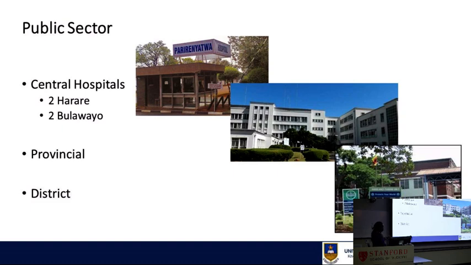These are just pictures of the two hospitals, Parirenyatwa Hospital at the top, and that's our maternity hospital, which is at Parirenyatwa Hospital as well. And then, at the bottom, sorry for the blurred vision, is Harare Central Hospital. Then we also have our provincial hospitals, like I mentioned, and district hospitals. These are on the outskirts and are usually serviced by our less qualified doctors.